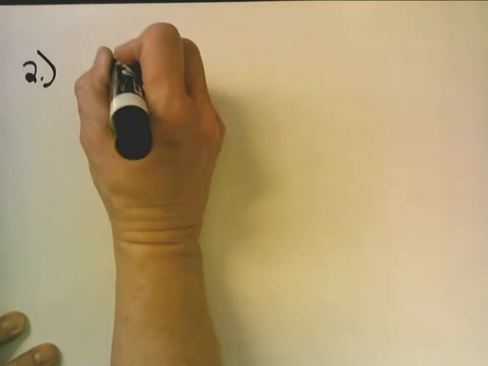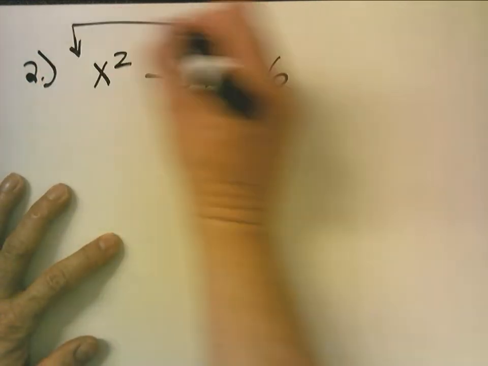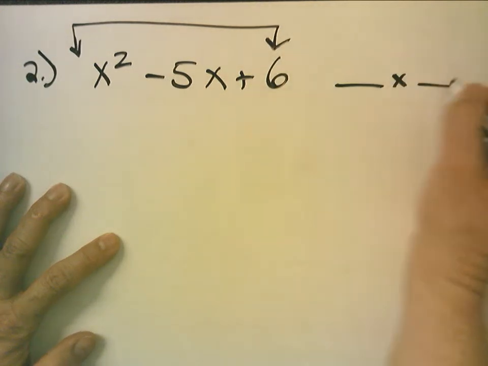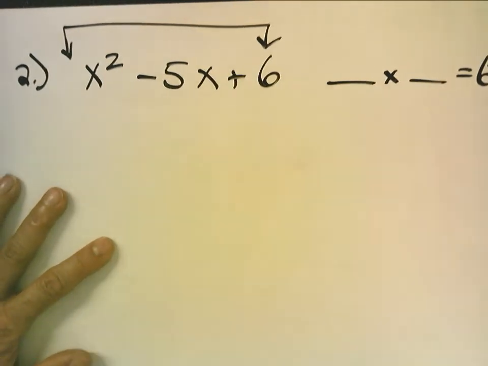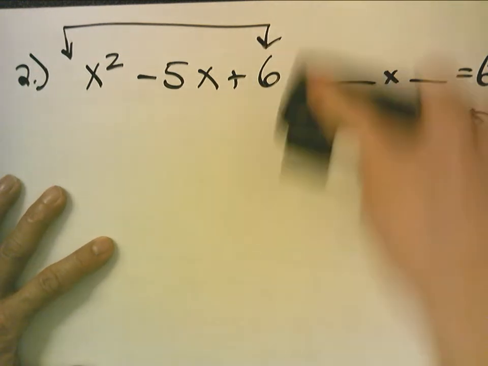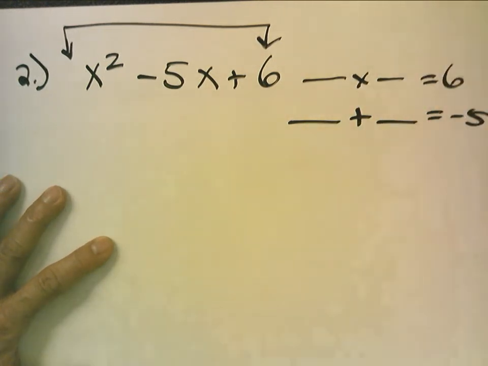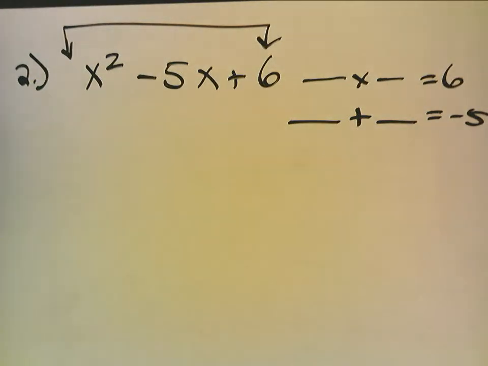So, let's try it with the next one. So now the next one, number 2, is factor x squared minus 5x plus 6. So the AC method says 2 numbers that, when multiplied, equal 1 times 6, which is 6, but when added, equal negative 5. So let me just redo that. So, think of 2 numbers that, when multiplied, equal 6, but when added, equal negative 5.